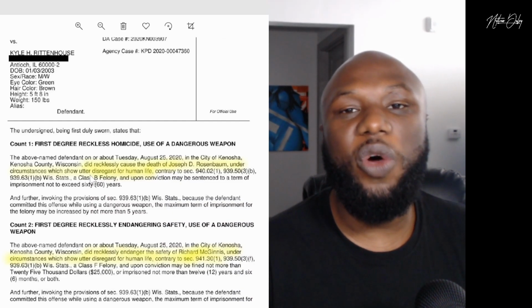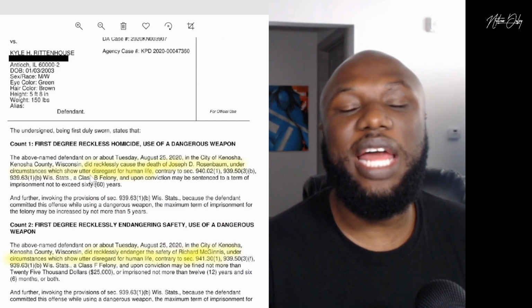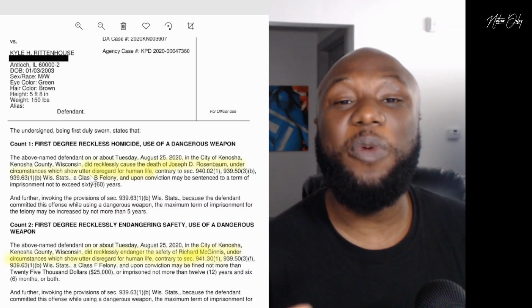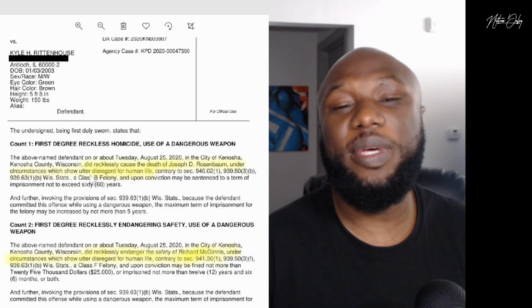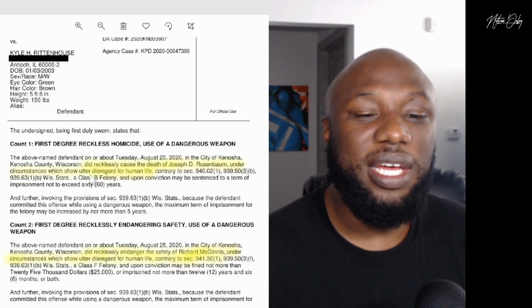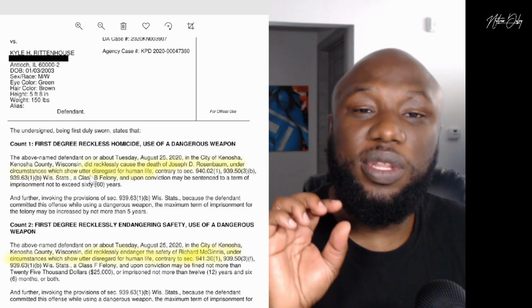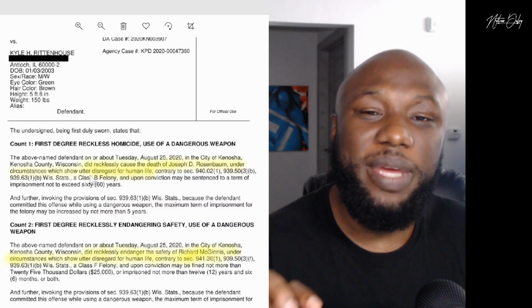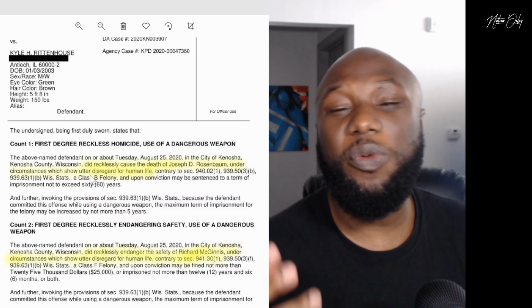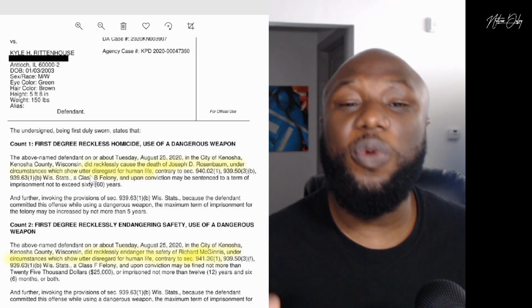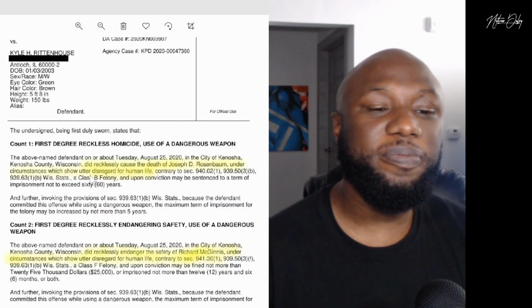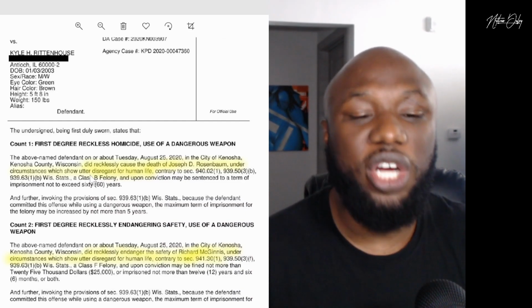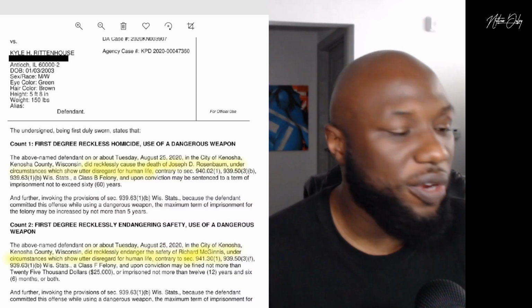Again, it's always going to be facts over feelings. A lot of times these trials don't go the way we feel like it should go, based on our moral compass, but it's because we don't know the actual elements to that particular law. And then we don't know how it was argued, and we don't know what evidence was presented in order to fight the particular charge.